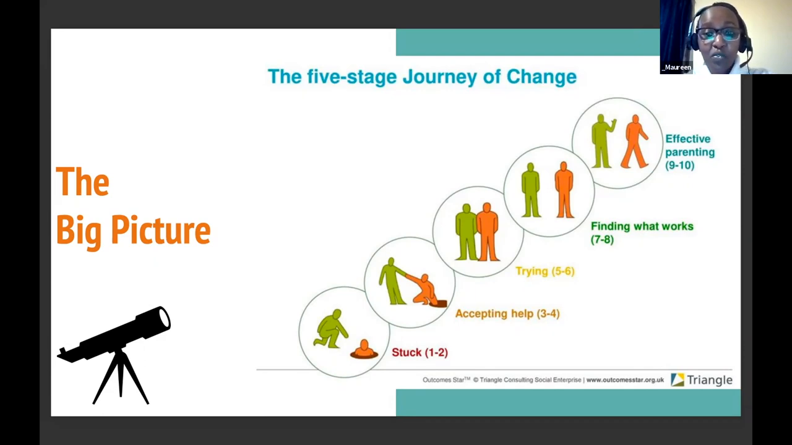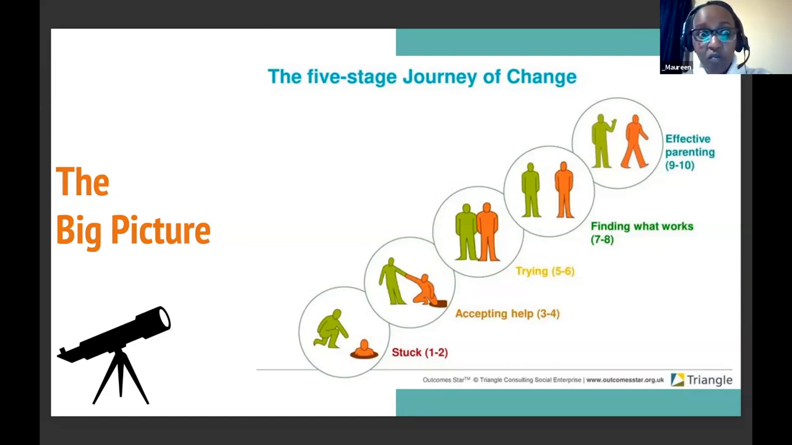And then we go to accepting help. So there's some progression there. So this would be the point of enrollment, and they need to accept the help. So remember, it's collaborative. And then we have where they try, then we have finding what works, and eventually we have effective parenting. So where we bid goodbye, but it's not a sad goodbye, it's a great goodbye.